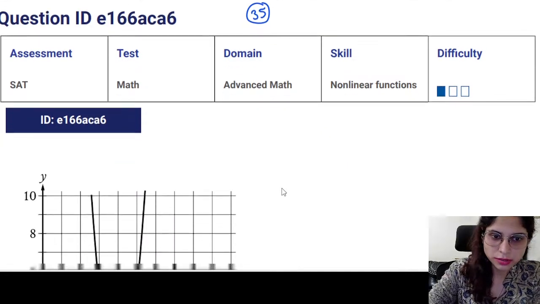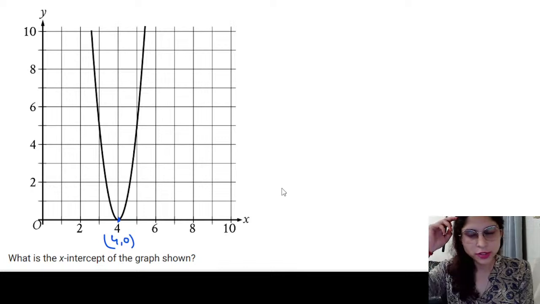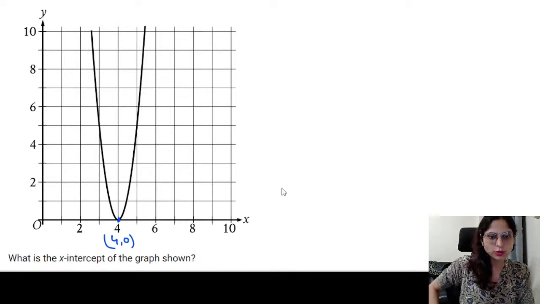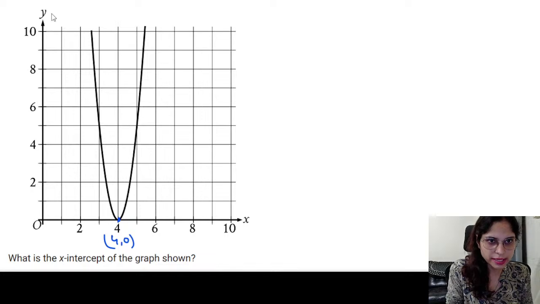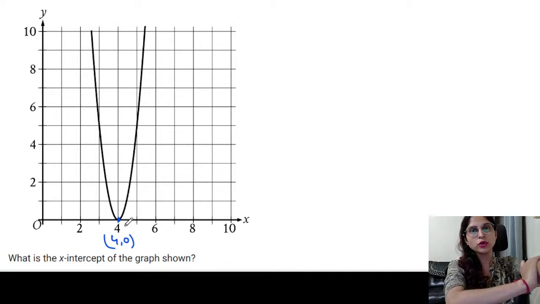This is question number 35. Here also a parabola graph is given to you, and this also we have solved before. They want the x-intercept of the graph shown. X-intercept is where it is touching the x-axis. This is the point where it is touching the x-axis. It is 4. There is no y, so it is 4 comma 0.